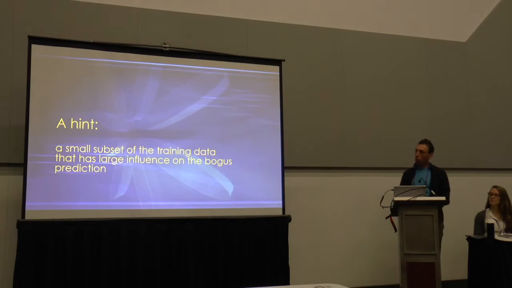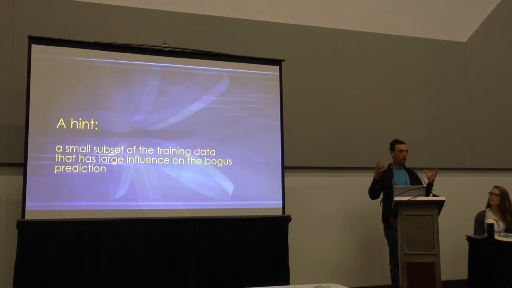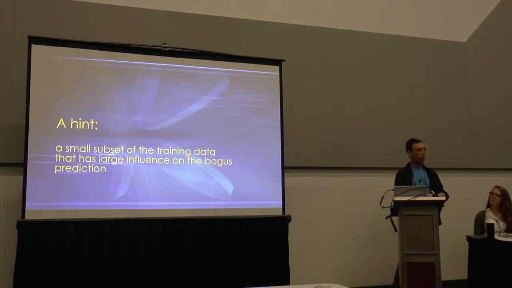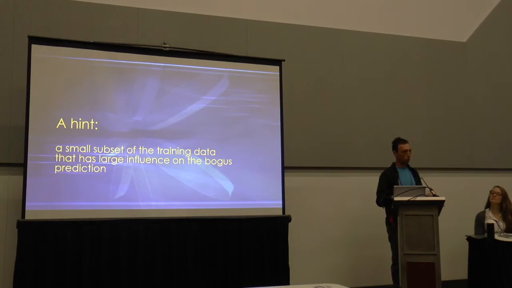So what we propose as a method is a hint. And what is a hint? A hint is a debugger that, whenever you have a bug, gives you a small subset of the training data that has large influence on the bogus prediction. So let me go into a little bit more detail on this definition.